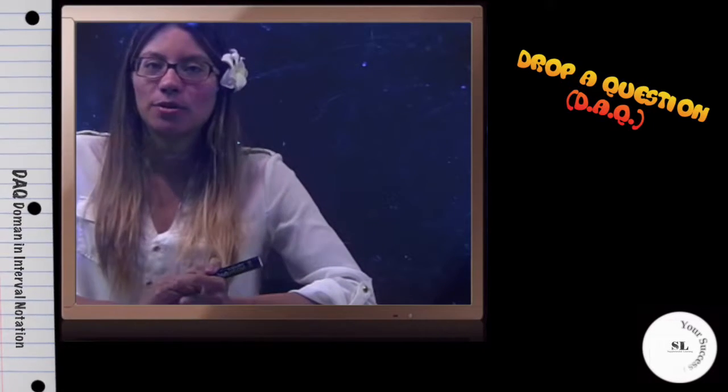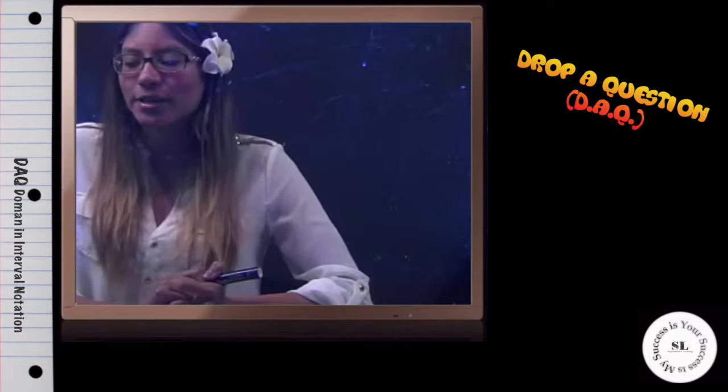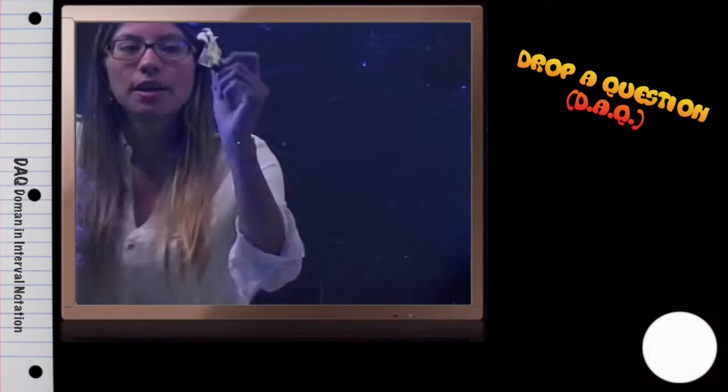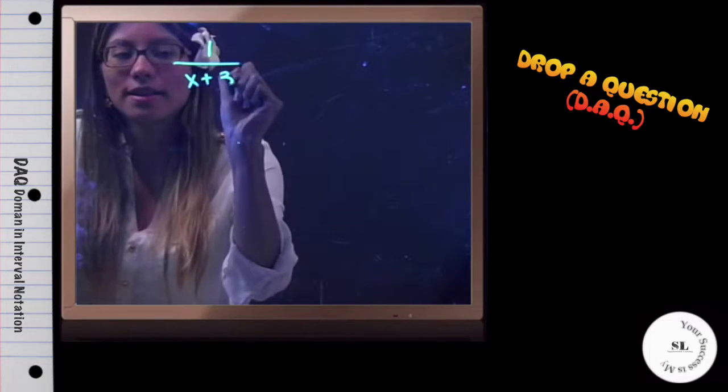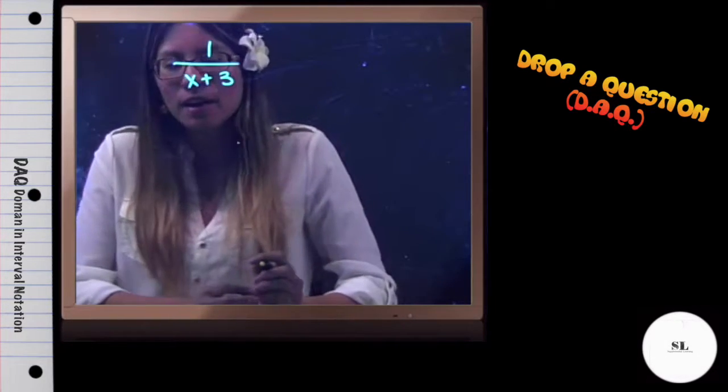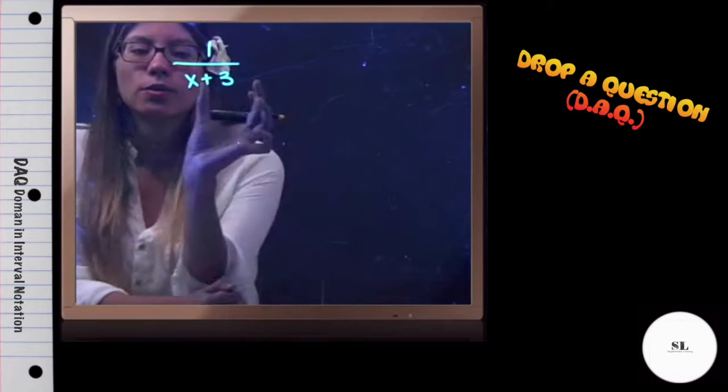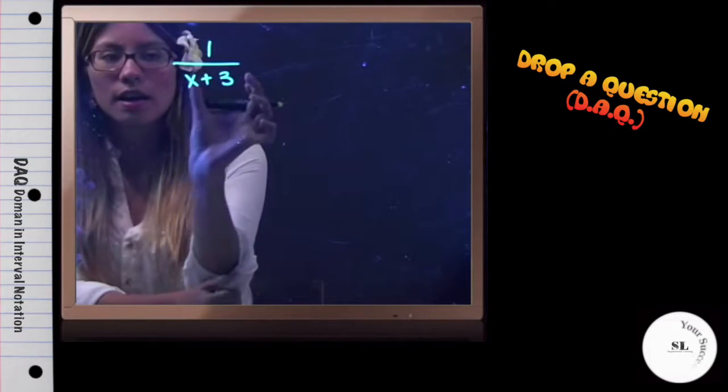So for this example, we're going to do a question that has to do with domain. The expression we were given is 1 over x plus 3, and we'll also write this in interval notation at the end. When finding the domain, we're concerned with the denominator of the expression, not the numerator.